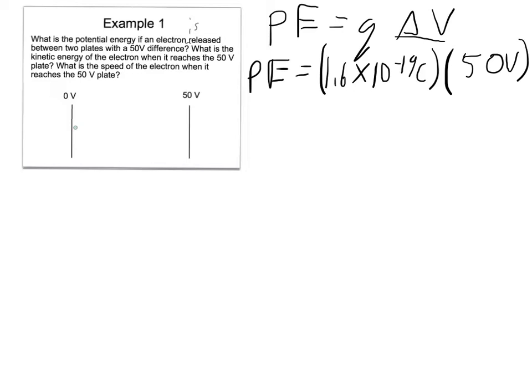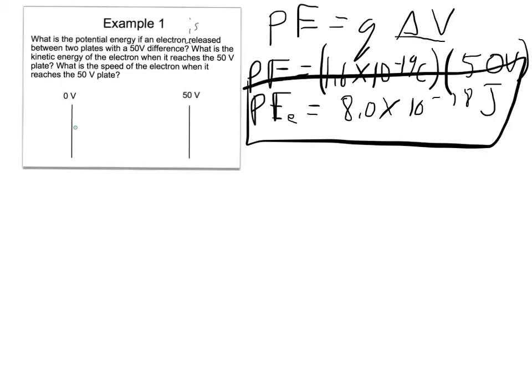Then I multiply those two numbers together. 50 times 1.6 should be 80. So 80 times 10 to the negative 19th, or 8.0 times 10 to the negative 18th joules. Now I'm going to take a second and confirm the math. I did some of that mentally, so maybe take a second and think through that. But this is our electric potential energy, right there. So that's part one done.